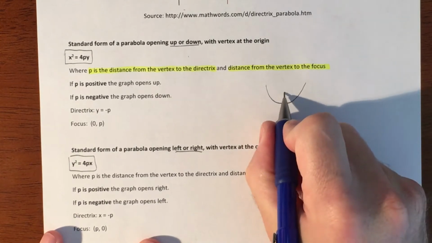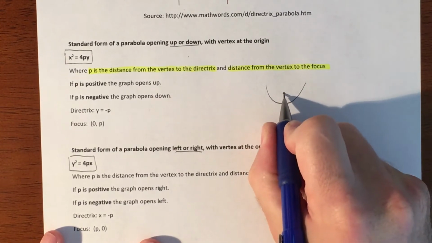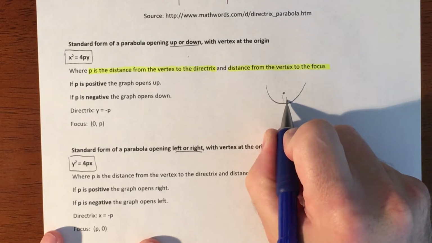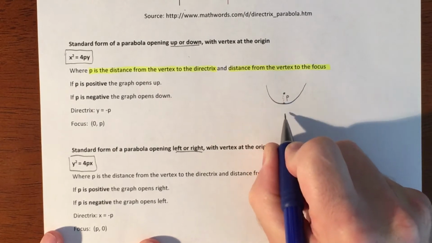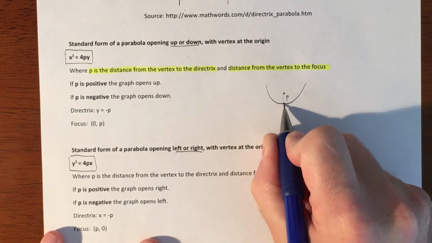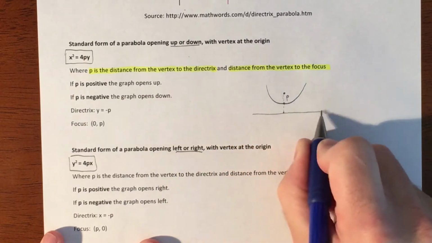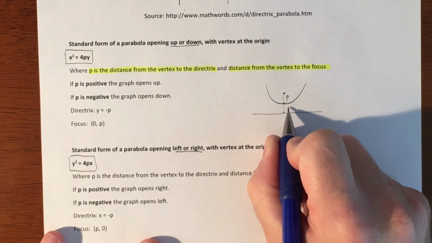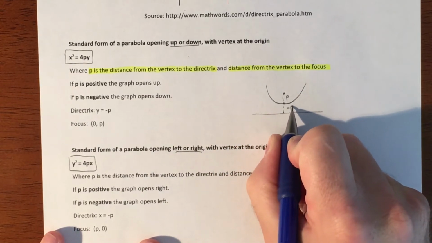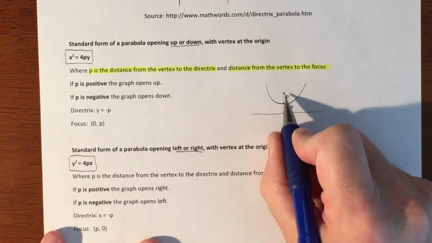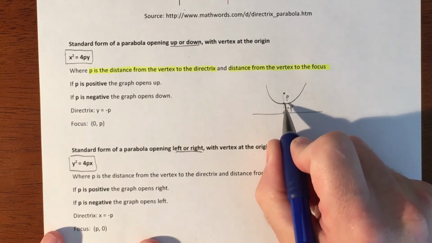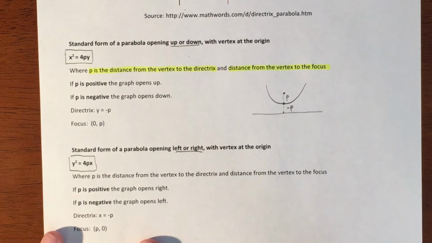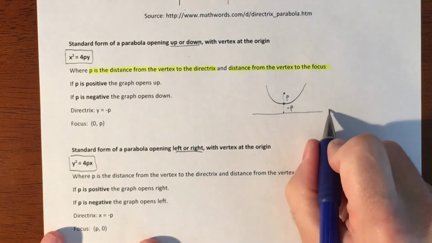So we have a parabola, we have our focal point, and whatever that distance is going to be p. Well, it's also the same distance to the directrix, so it's going to be in the opposite direction. So if p is 5, you go up 5, and then you go down 5 from the vertex to find it. All right, and this is going to be the directrix.